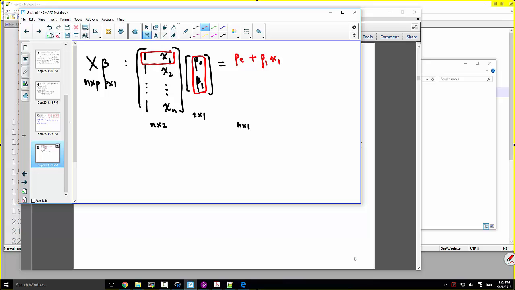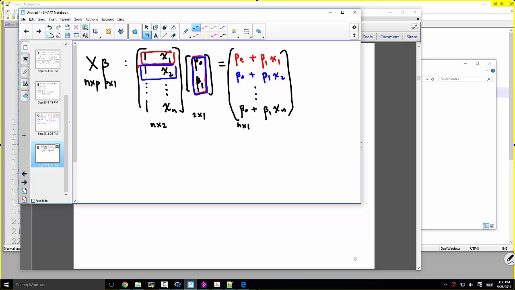The second row would be the dot product of this with the betas. So we would have beta 0 plus beta 1 x2, and so on. That X beta is a compact way to represent this regression model for all of our data. We're going to use it.